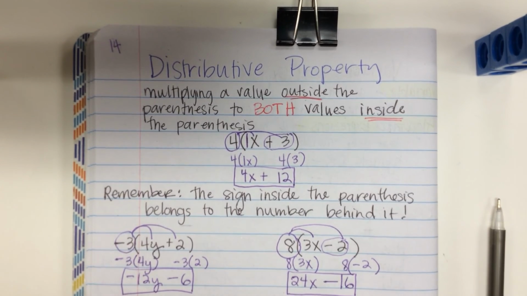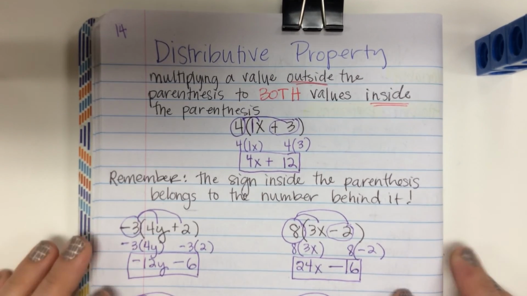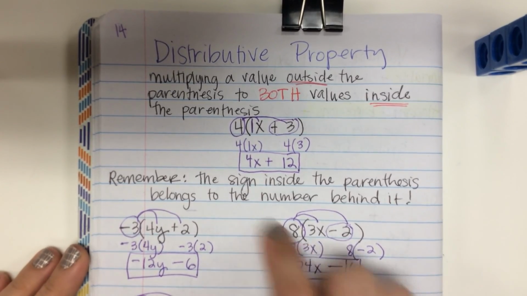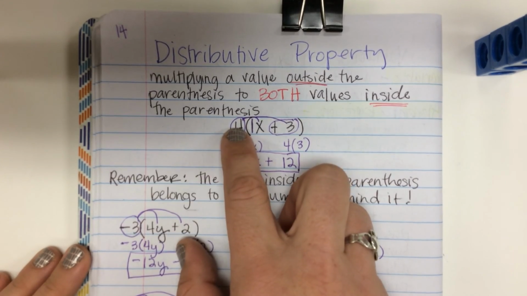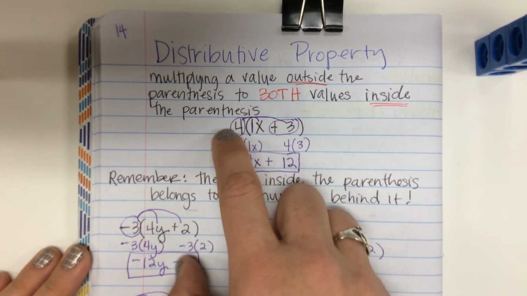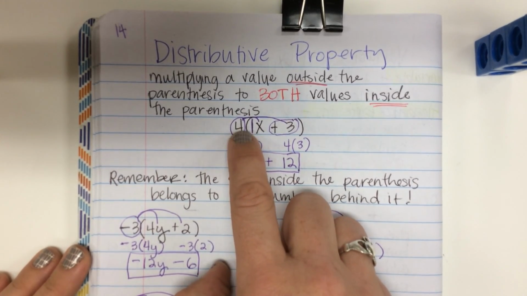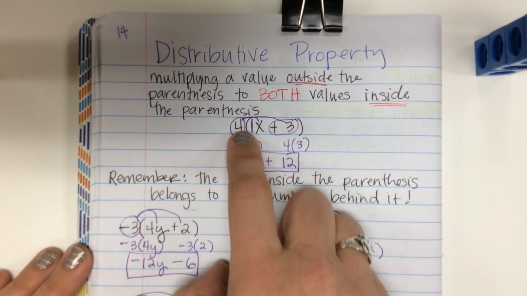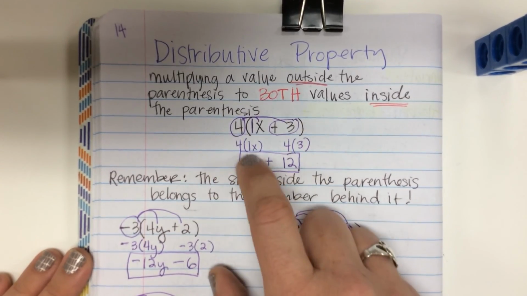Watch this video again if you're confused and see if it makes sense the second time. Refer back to your notes while you're doing your homework. Refer back to this video while you're doing your homework. Multiplying a value outside. So that number outside, you circle it and you draw your arrows inside. And it multiplies, right? Because when a number touches the parentheses, it means to multiply. So you take the number outside, multiply to both numbers inside.